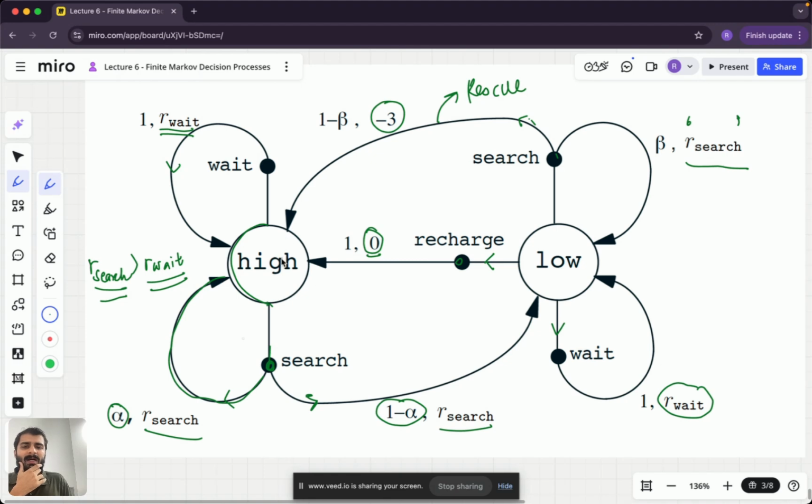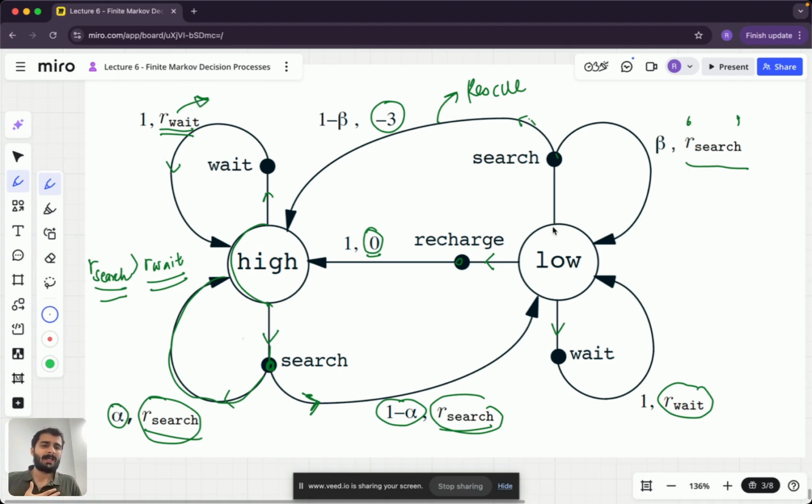If my battery is high, I have two options: either I go and actively search or I wait. If I am actively searching, then either my battery will stay high or my battery will become low. In both these cases, my rewards are R search because I am still searching. Now, the second option when my level is high is to wait. If I wait, my state will still remain high, but the reward I get will be R wait in this case.